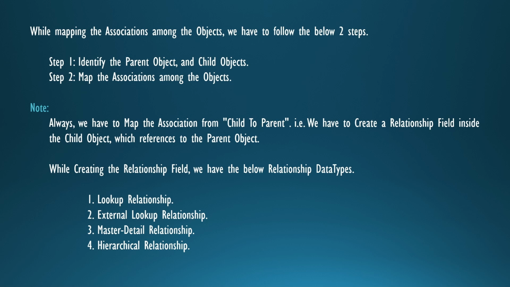Note: always, we have to map the association from child to parent. Which means, we have to create a relationship field inside the child object, which references the parent object. While creating the relationship field, we have the below relationship data types. 1. Lookup relationship. 2. External lookup relationship. 3. Master detail relationship. 4. Hierarchical relationship.